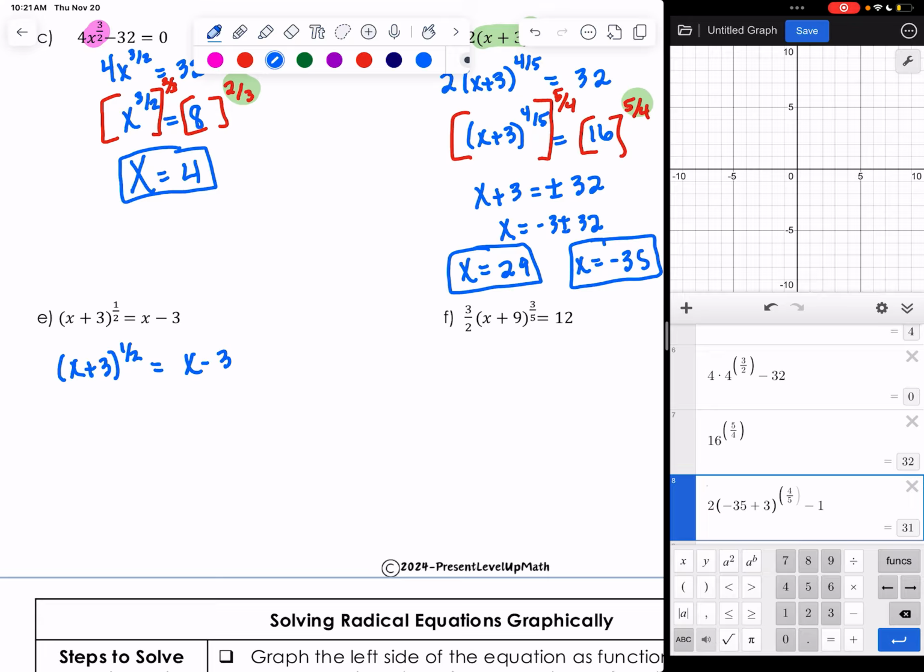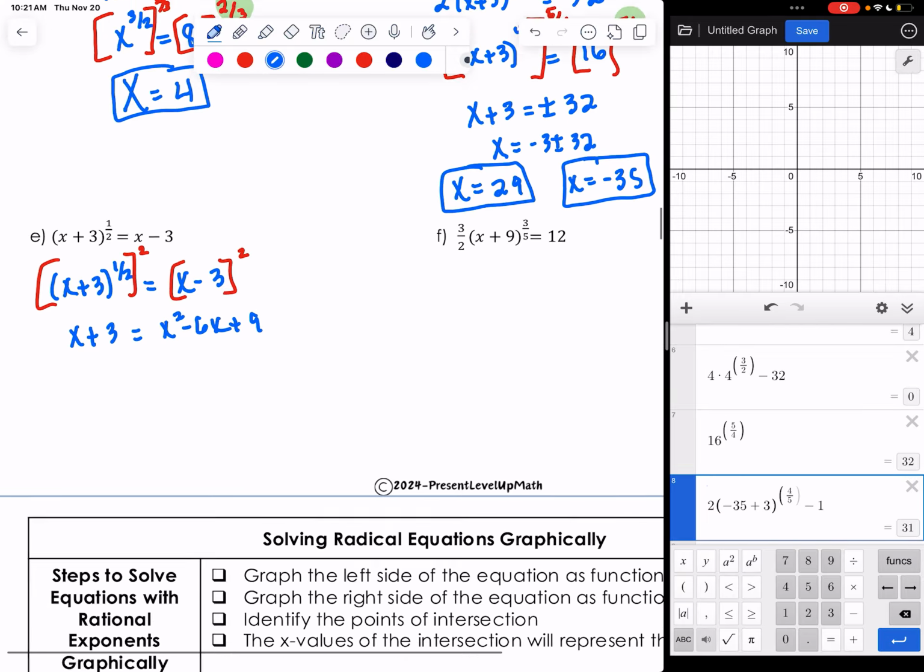The second step says I'm going to raise both sides to the reciprocal power. And the reciprocal of 1/2 is 2. So I'm going to square both sides. Now when I do that, on this side I get x plus 3. And on this side, (x minus 3) quantity squared would be x squared minus 6x plus 9.